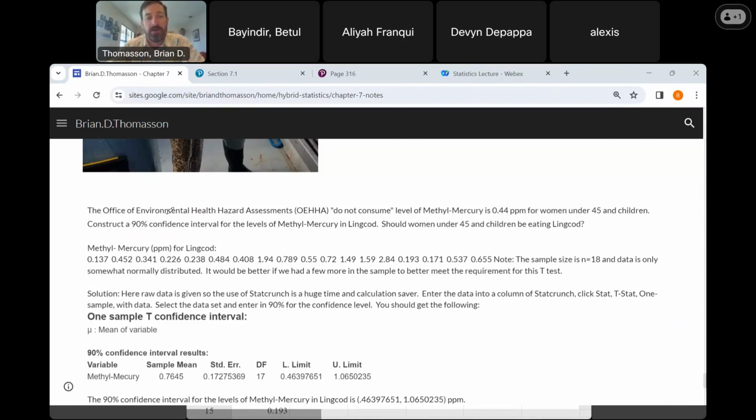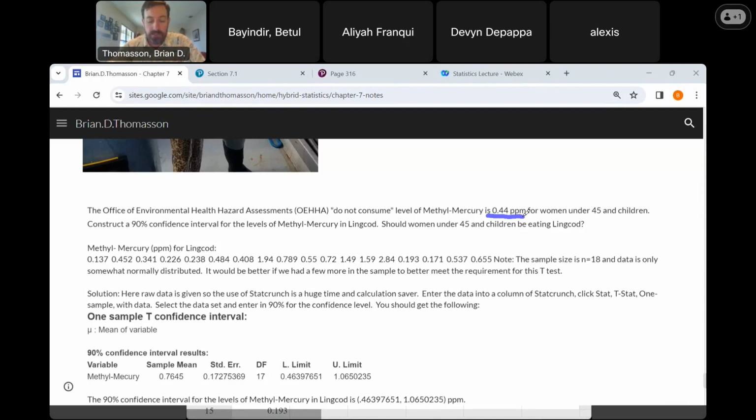And what I want to know: the Office of Environmental Health Hazard Assessment's do not consume levels for methylmercury is 0.44 parts per million for women under 45 and children. Construct a 90% confidence interval for those levels of methylmercury in lingcod. Should women under 45 and children be eating lingcod?